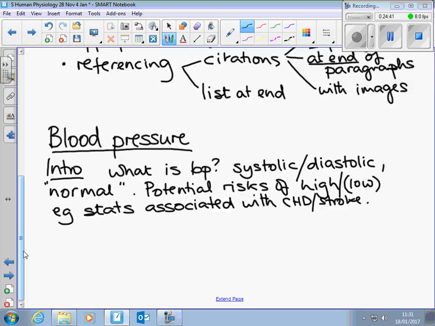So you are defining terms in the title, and you are explaining the context and the relevance, the importance of the topic. Okay, you're saying it's normally controlled at this level, but if it's not controlled, you've got these risks.